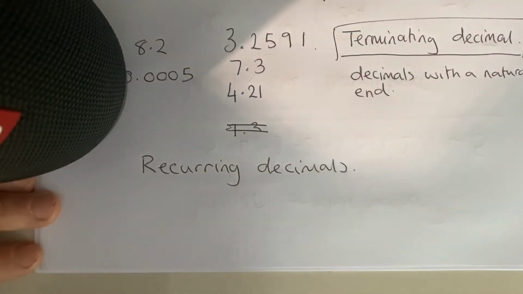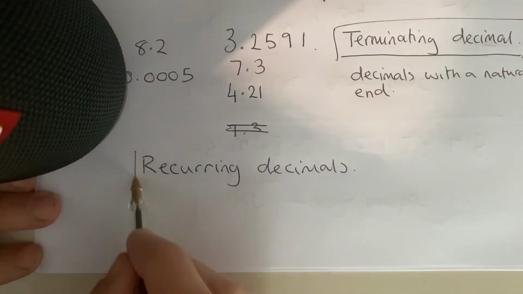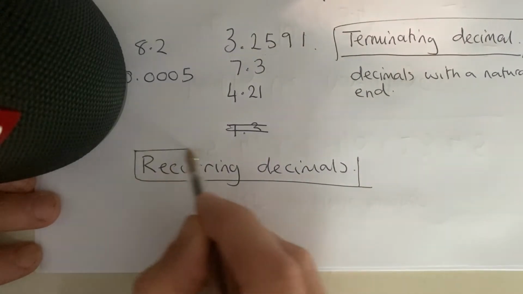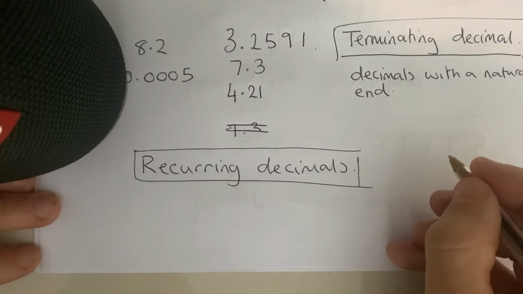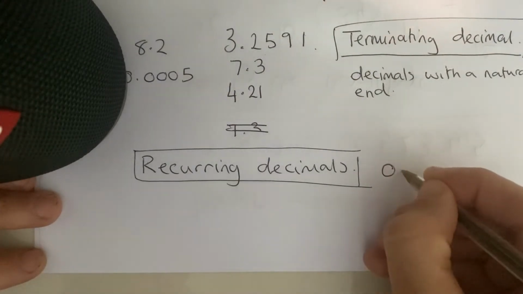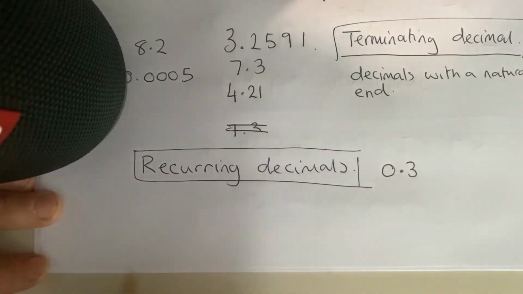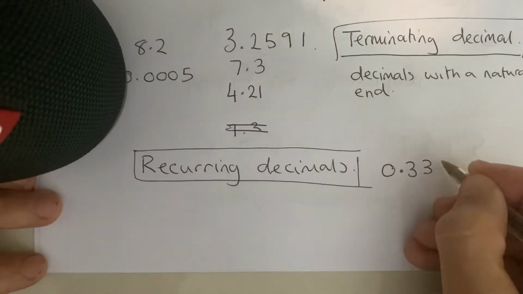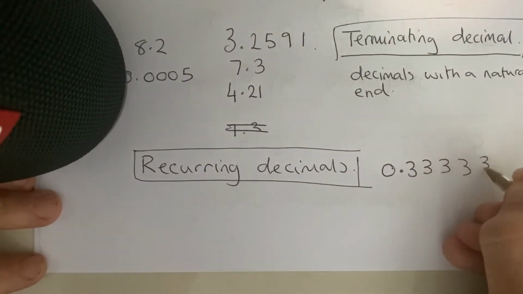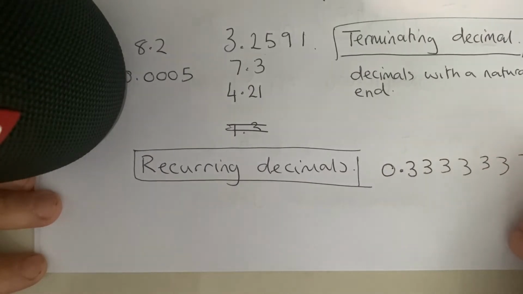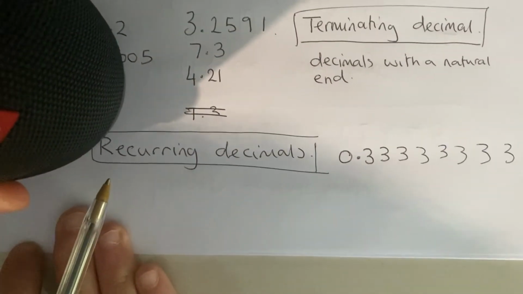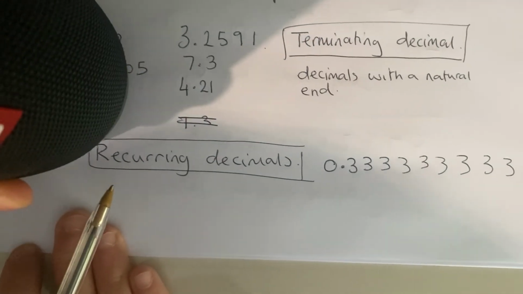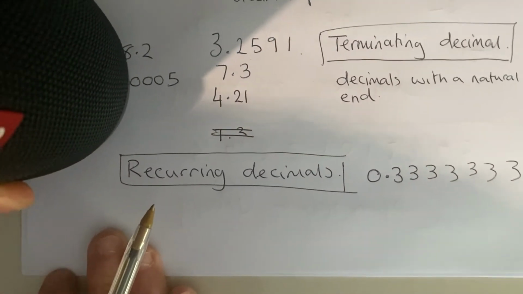Okay, and recurring decimals. These are decimals that go on forever. So for example, you might have seen some, like 0.3 recurring, which occurs a lot. That would be 0.3, and the 3s just go on forever and ever until you can no longer see them. But just because you can no longer see them, it doesn't mean they've stopped. They're still there.